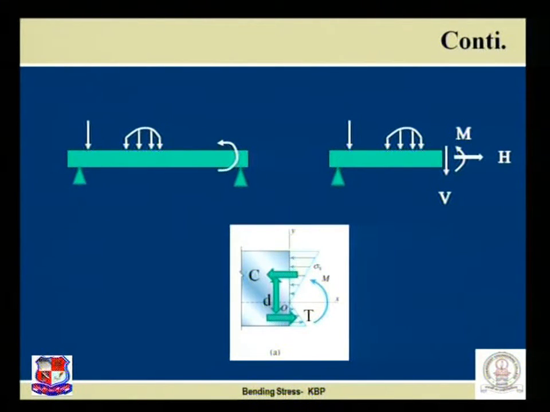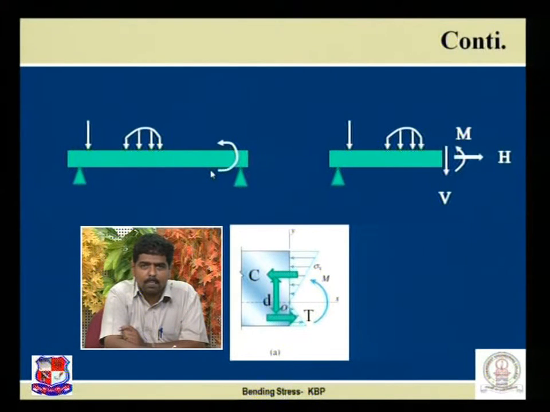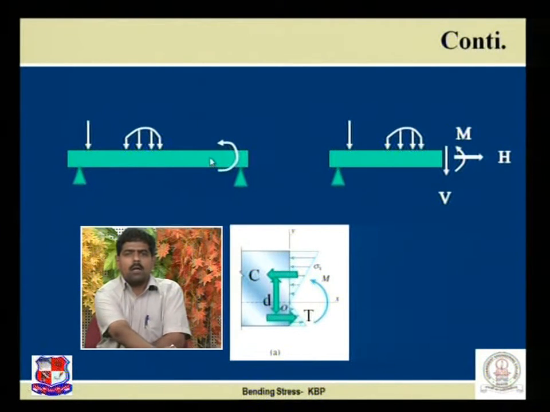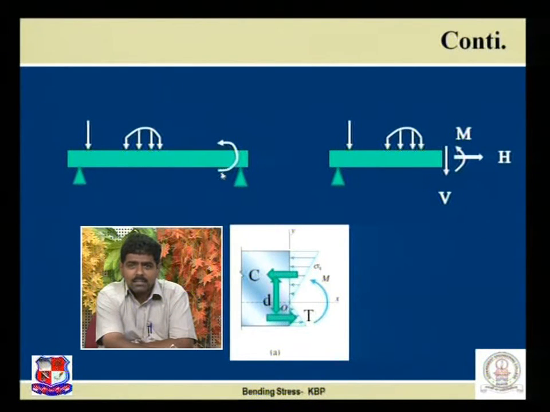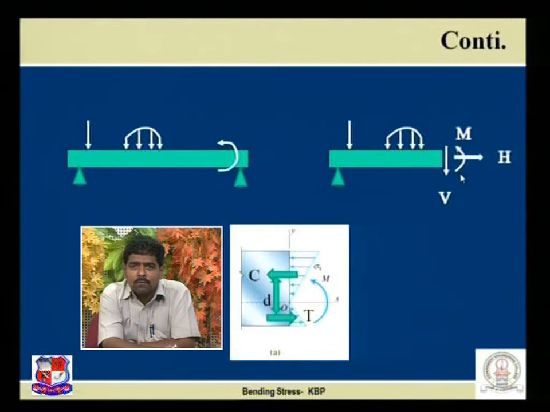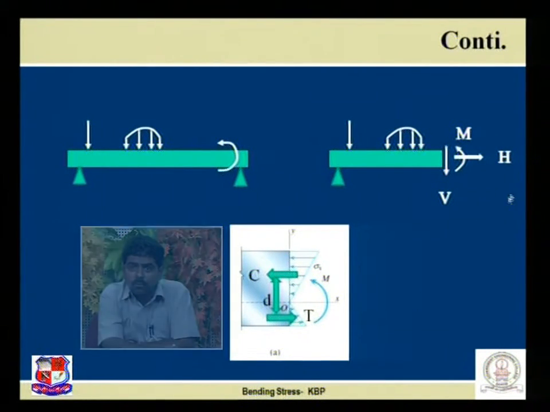Please refer to this. Here is a simply supported beam with external loading, maybe in terms of a point load, uniformly varying load, or a couple. Let us take a section XX over here and take the left part. Then at the section, three different internal forces are acting: horizontal force, vertical force, and the moment. These three internal forces are developed.